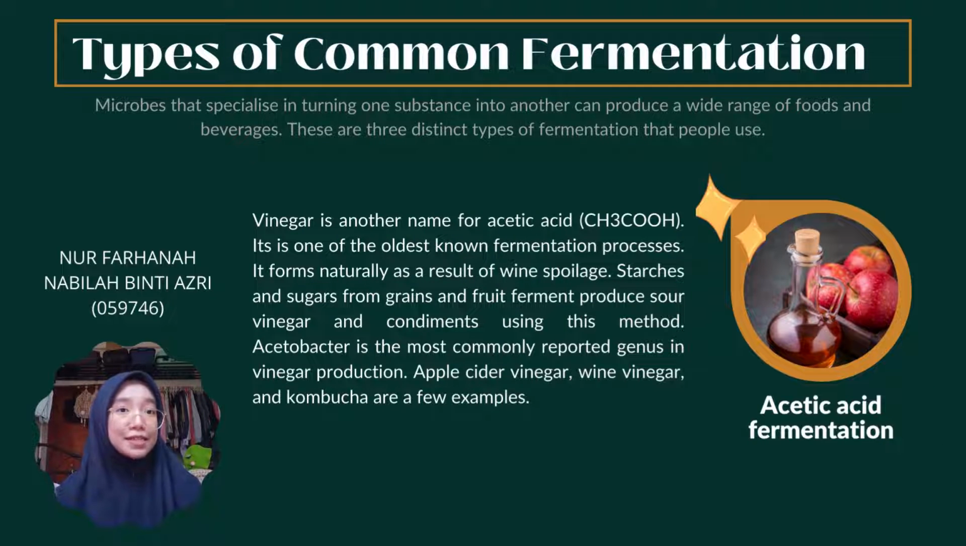Next, we go to acetic acid fermentation. Vinegar is another name for acetic acid. It is one of the oldest known fermentation processes. It forms naturally as a result of wine spoilage. Starches and sugars from grains and fruit ferment to produce sour vinegar and condiments using this method. Acetobacter is the most commonly reported genus in vinegar production. Apple cider vinegar, wine vinegar, and kombucha are a few examples.